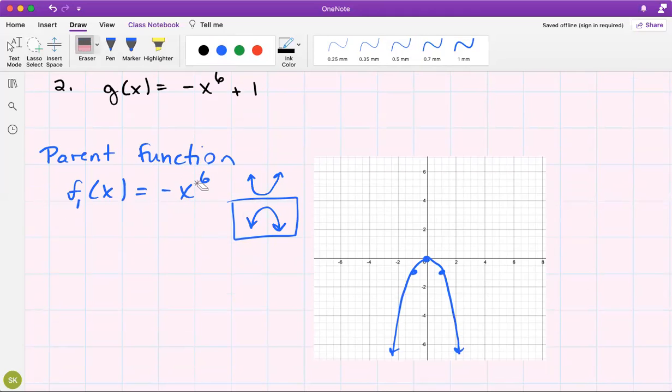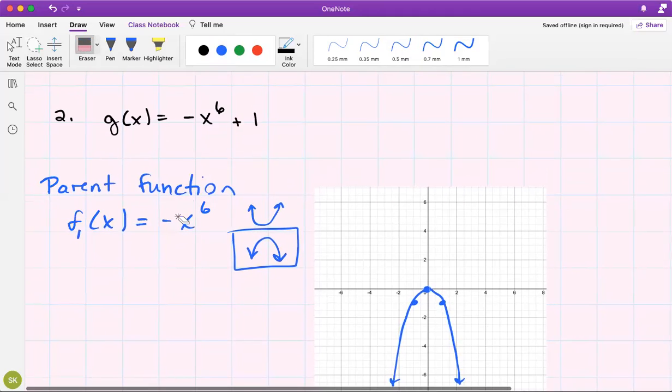Now, if you had chosen to go with the original function, just x to the 6 without this negative, then when you graph it, you'll flip it upside down with transformations of functions. So it doesn't matter how you start here.